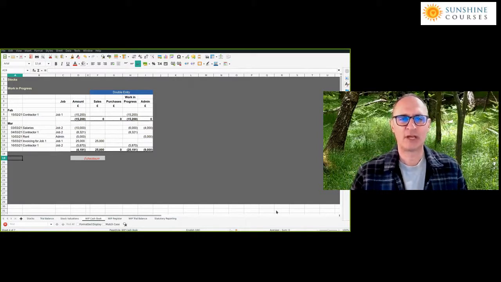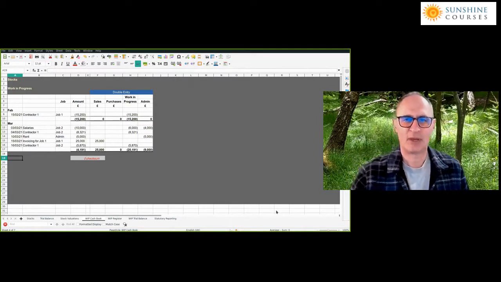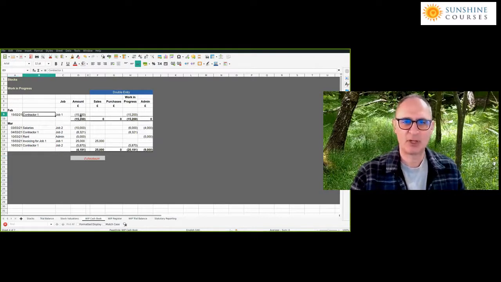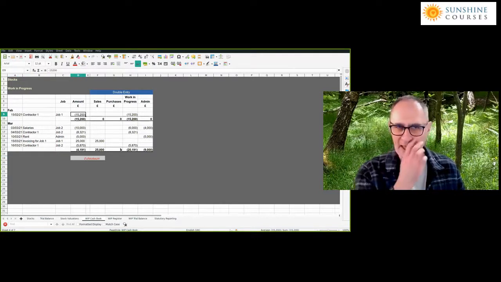Right, got a cash book. It's a very typical cash book. We do things in the normal way. The difference is that this business doesn't sell cars. This business is a building contractor.